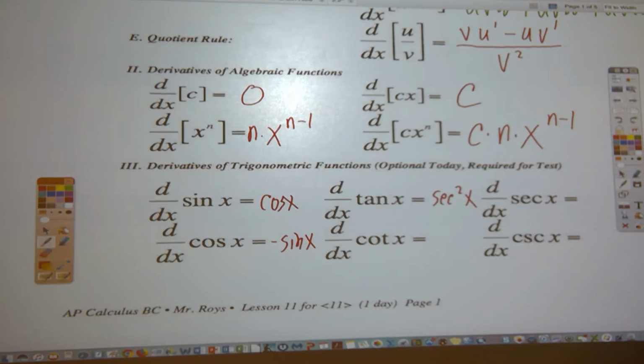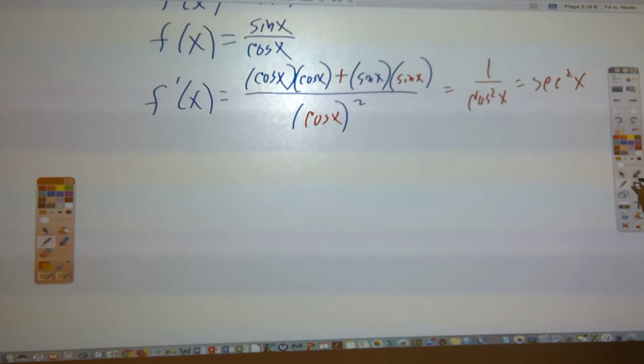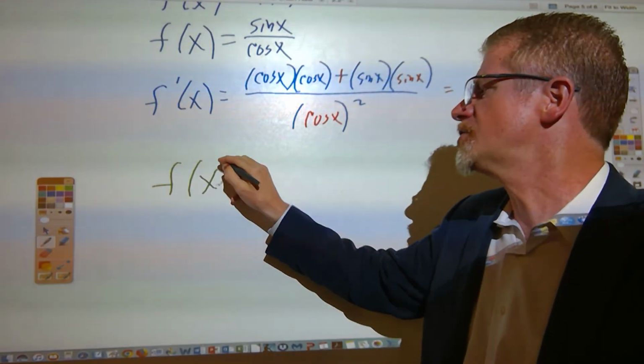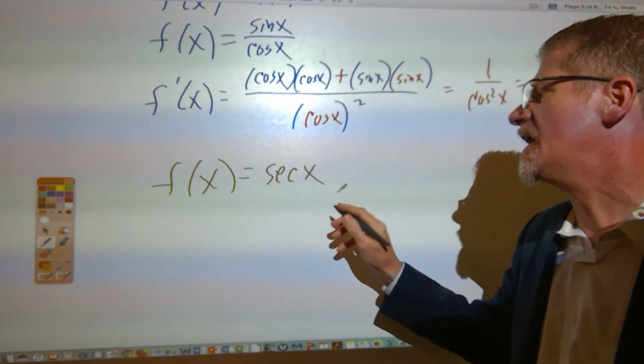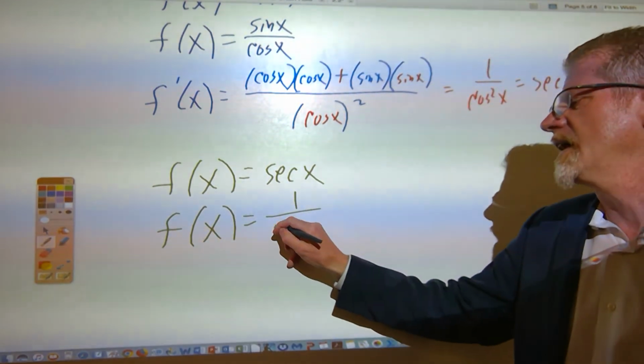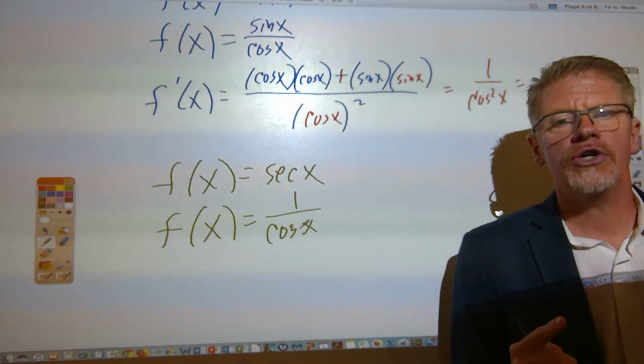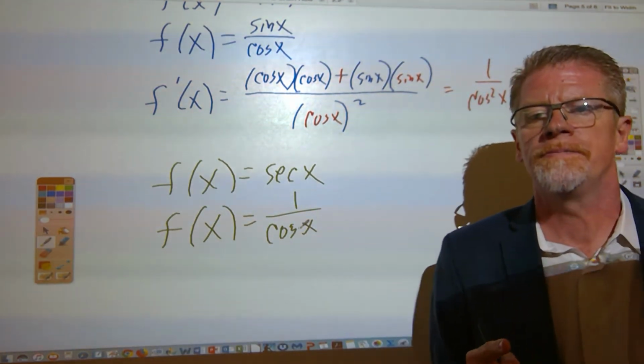By the way, let's just do secant x. See if you can do secant x on your own. Flip back to the last page of the packet and try to use the quotient rule to find the derivative of f of x equals secant x, after you first rewrite secant x as 1 over cosine x. Give it a go. Use the quotient rule.